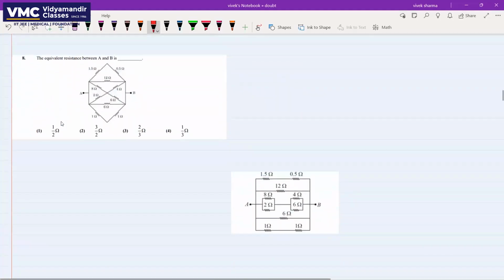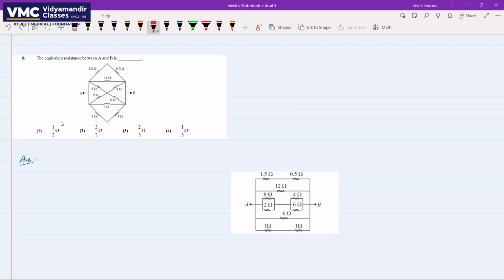नाउ मूविंग टू क्वेश्चन नंबर 8. डीसी सर्किट का क्वेश्चन है, एक सर्किट डायग्राम हमें क्वेश्चन में दिया हुआ है और ये कह रहा है हमें बताना है इक्विवेलेंट रेजिस्टेंस अक्रॉस ए एंड बी. तो इस सर्किट को, क्योंकि अगर इसमें हम ध्यान से देखेंगे तो ये 8 ओम और 2 ओम रेजिस्टेंस दोनों पैरेलल में, 6 और 4 ये भी दोनों पैरेलल में.